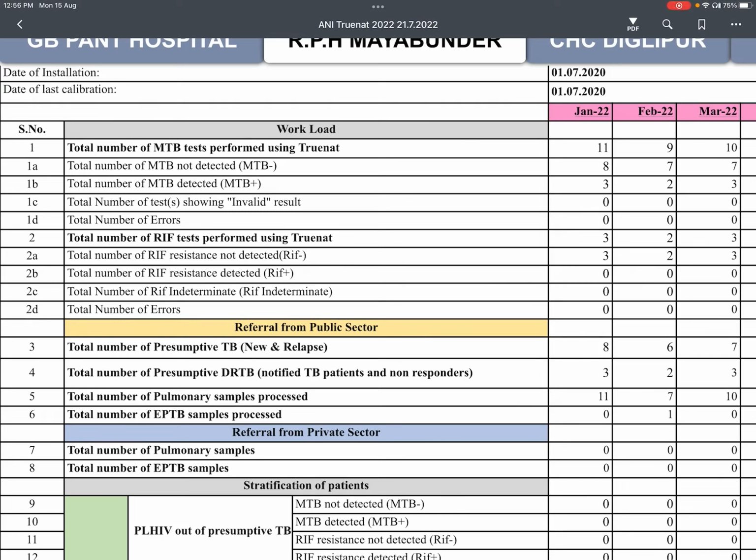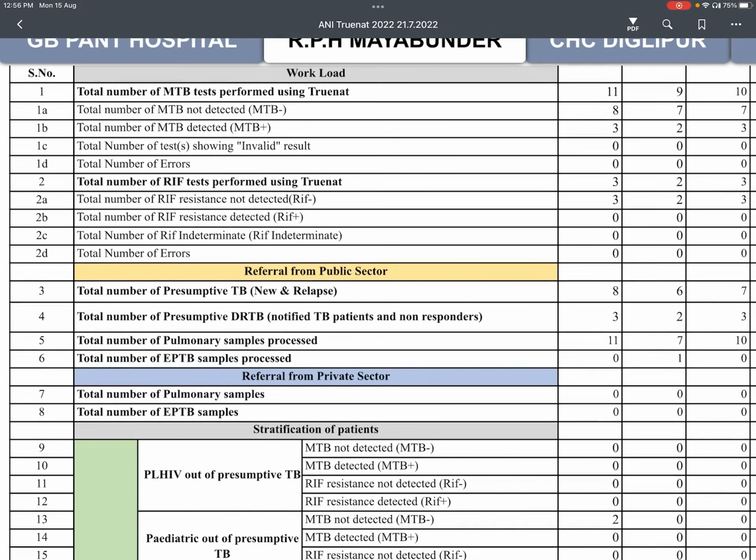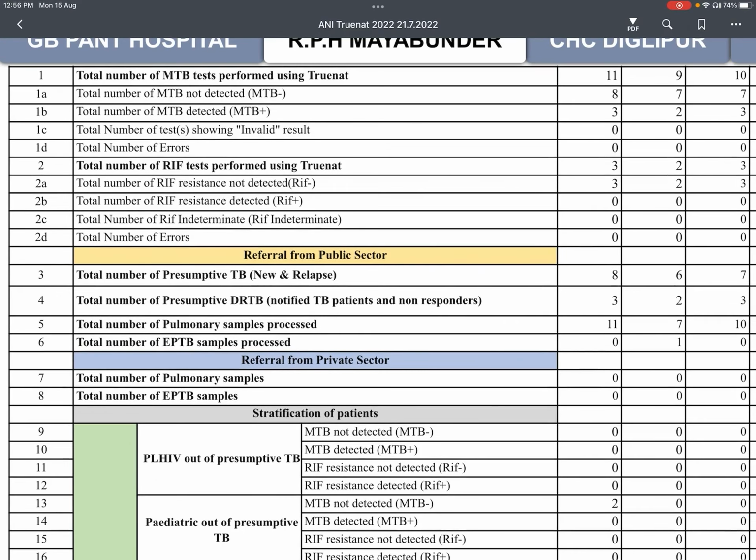Then we have public sector and private sector referral. So public sector referral, again number 5 and number 6, these are easy. For pulmonary specimens, how many pulmonary specimens came, how many EP samples came. And private sector, again, how many pulmonary samples were received and how many EP samples were received.